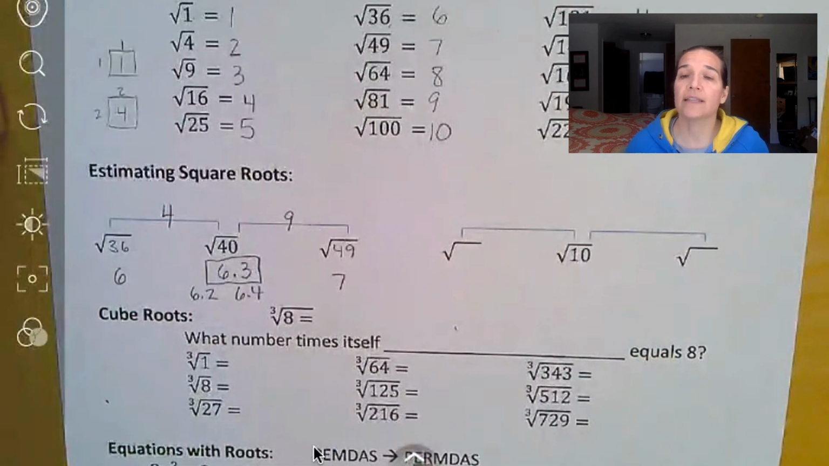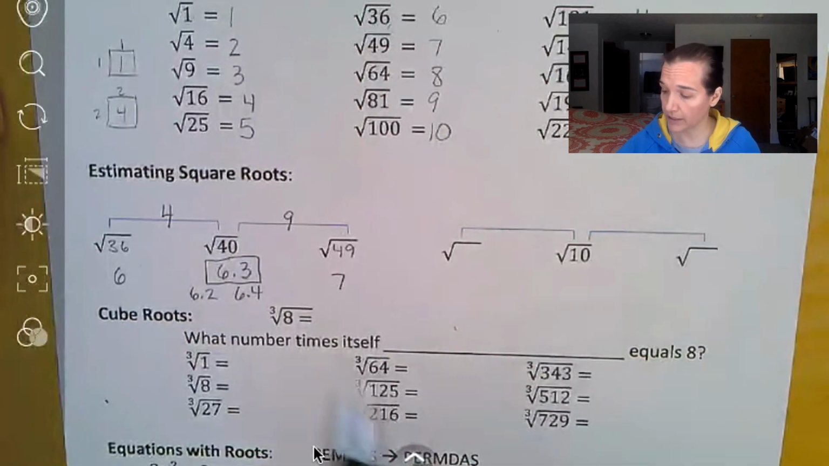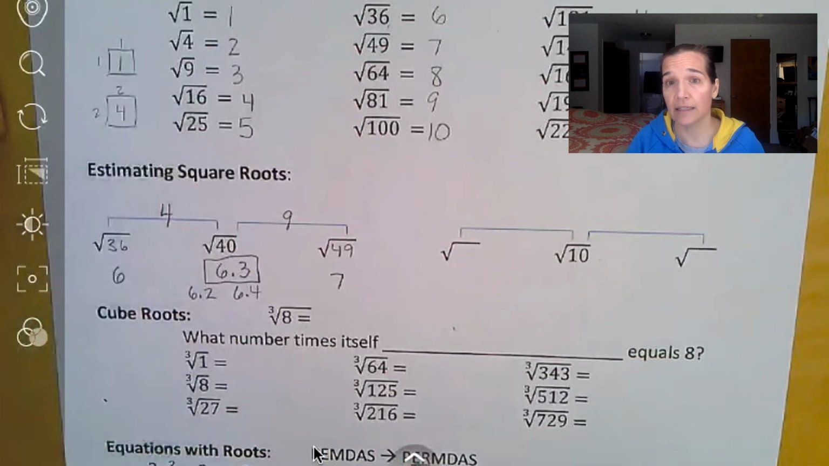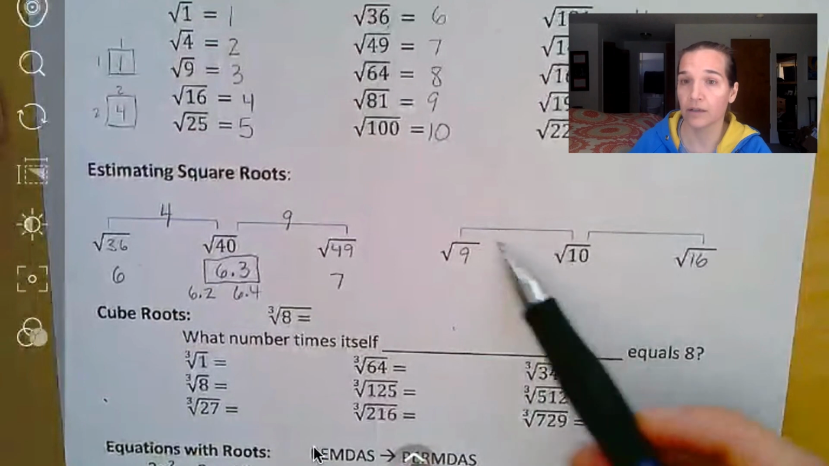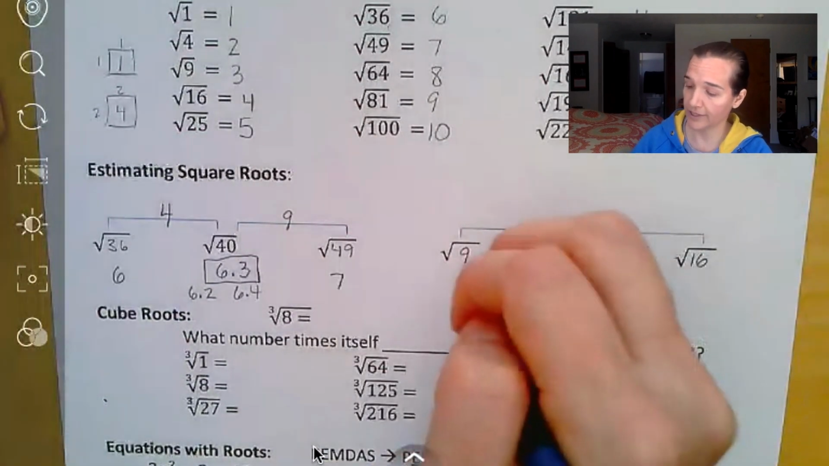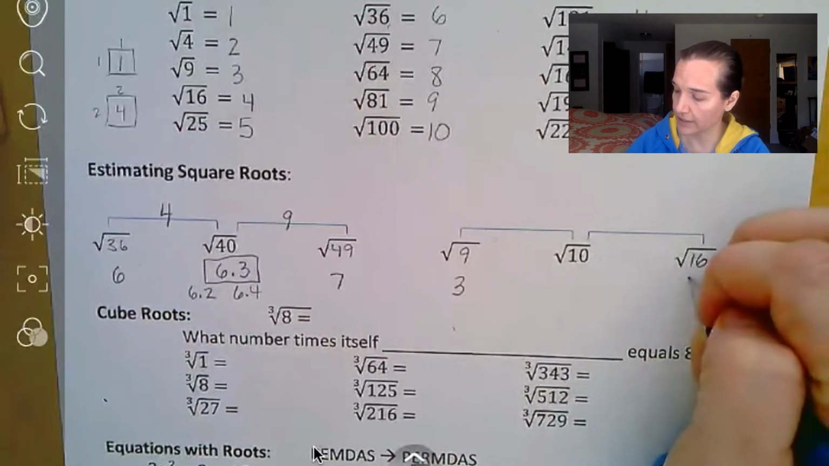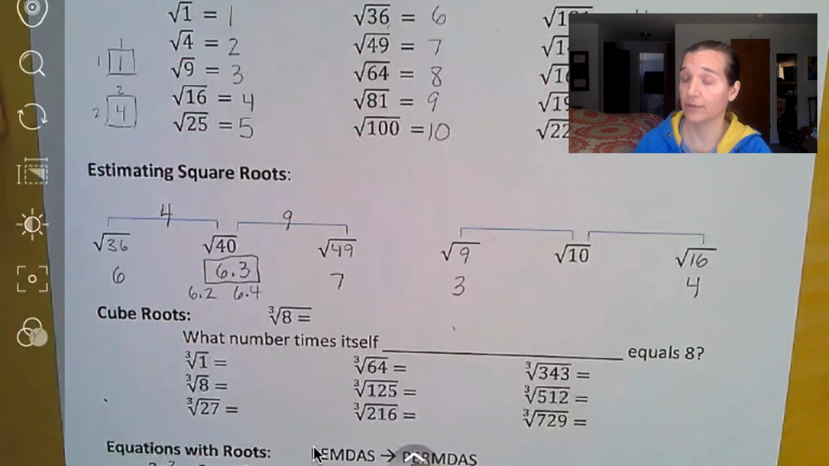So let's try that same method on square root of 10. We don't know what it is. It's not a perfect square, but it does fall between the perfect squares of 9 and 16. So square root of 9 and square root of 16 are the perfect squares on either side of square root of 10. I know this answer. It's 3. Square root of 9 is 3. I know this answer. Square root of 16 is 4. Which means my answer is going to be between 3 and 4.